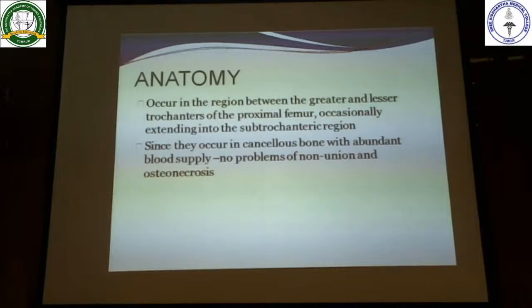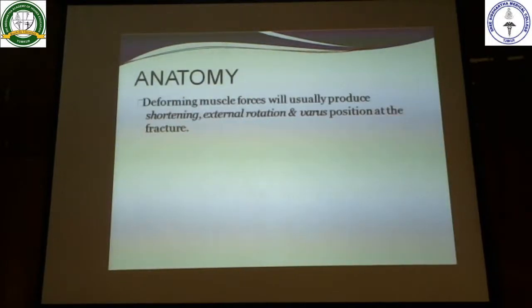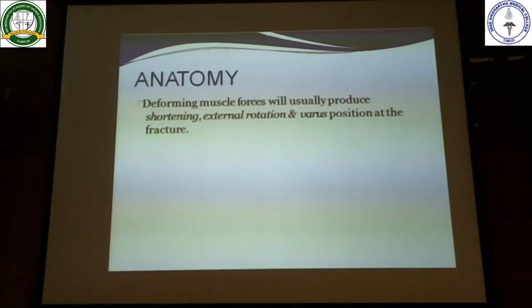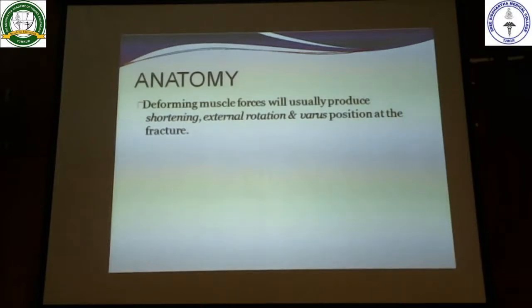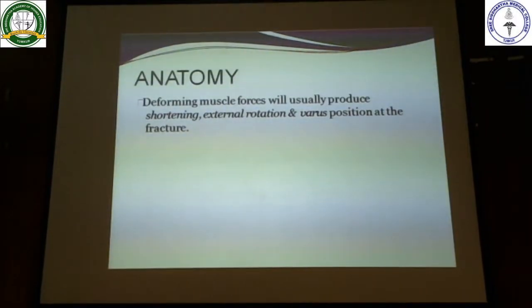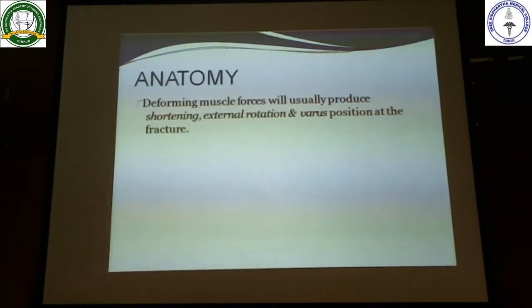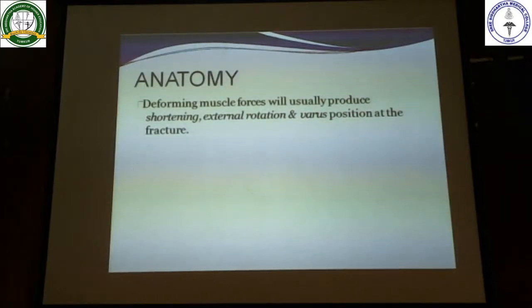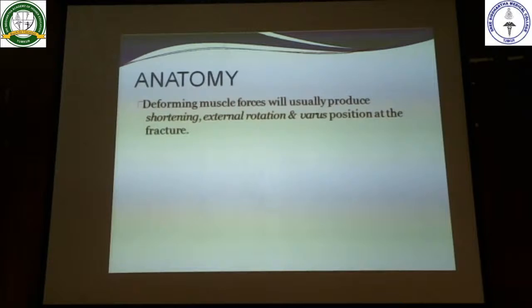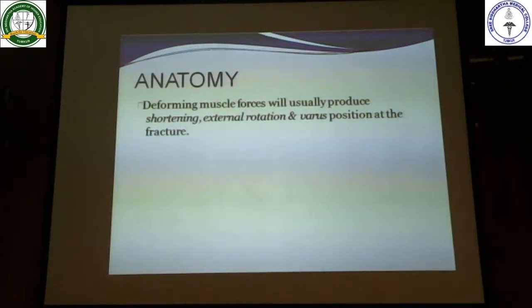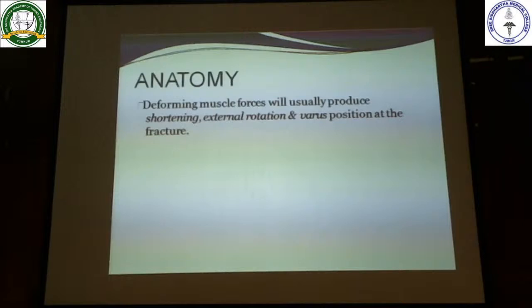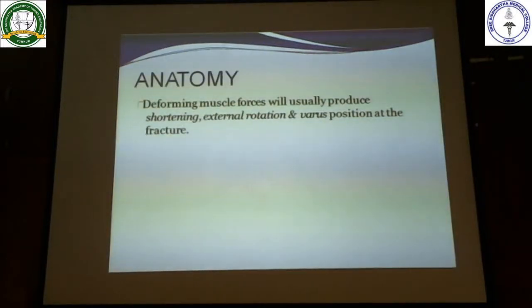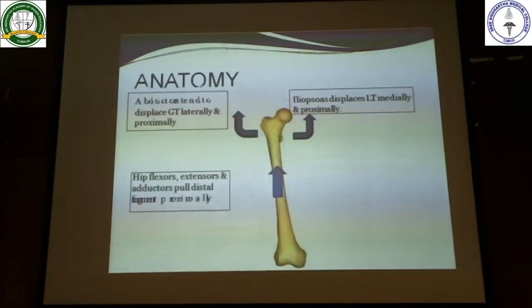So that's one major difference you can remember between neck of femur and IT fractures. Again, deforming muscle forces will usually produce a shortening, external rotation, and varus position at the fracture. So just like a neck of femur fracture, you also get external rotation of the limb, but it will be completely externally rotated here because the fracture is extracapsular, whereas in neck of femur it is intracapsular, so it won't be completely externally rotated. That is one major difference between neck of femur fracture and IT fracture. So that point you can keep in mind. That will be the general attitude of the limb.